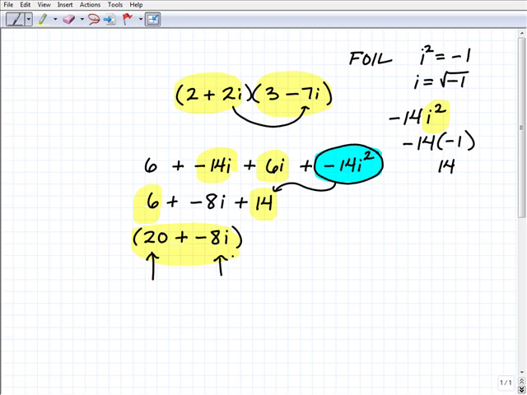If you know the FOIL technique and you watch out for the i squared part of the problem, you should be fine. Just be careful with all these little negative signs. In my experience, students understand it, but they go quick and then they make a little arithmetic mistake. So if you're not getting the right answers, chances are you're probably just making a little mistake. So write out your steps clearly.